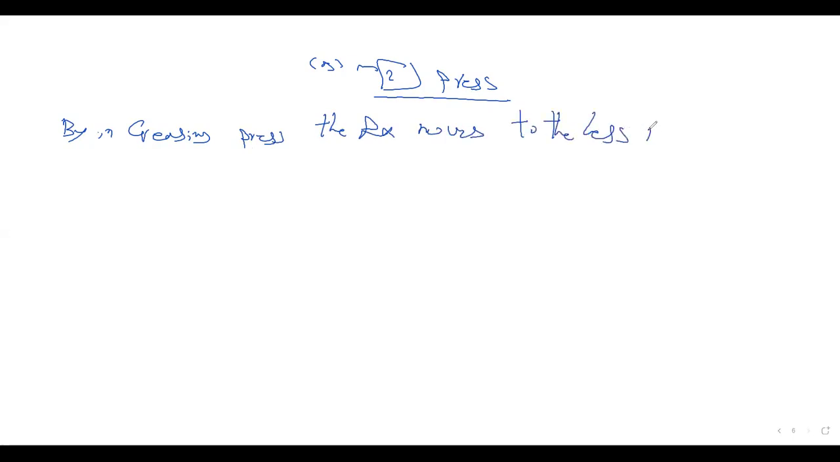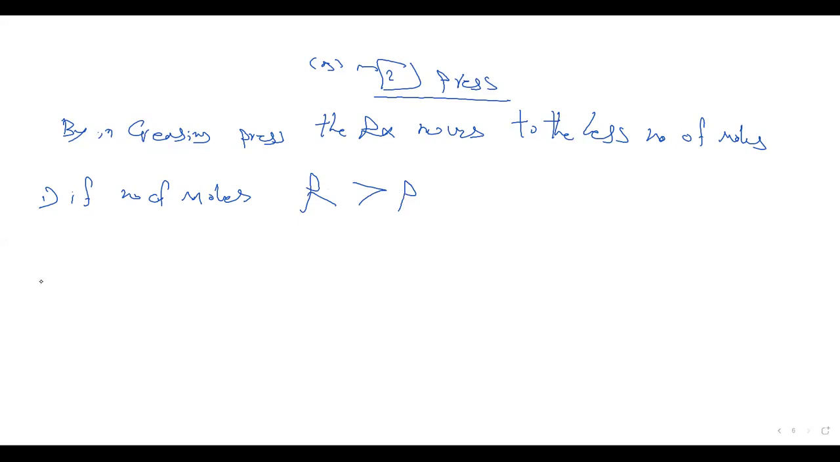To the less number of moles, although forward or backward. So we have three cases. Number one, if the number of moles in reactants is greater than products.